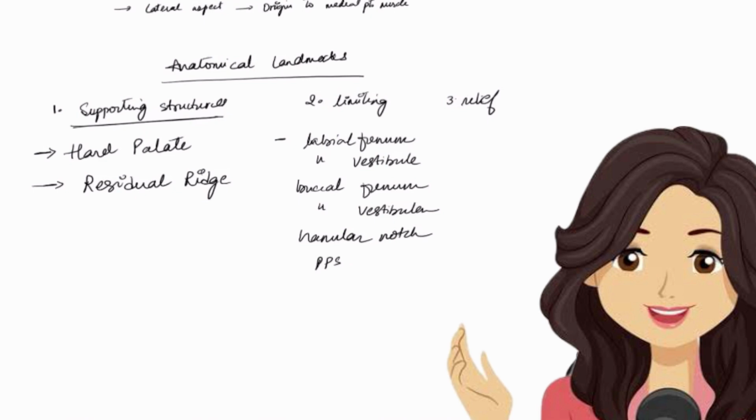Together, if you unite them, you have a frenum anteriorly, the labial frenum, then you have your labial vestibule, then you have your buccal frenum here, then you have your buccal vestibule.